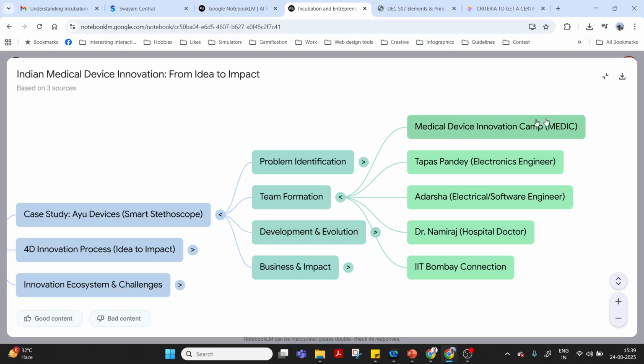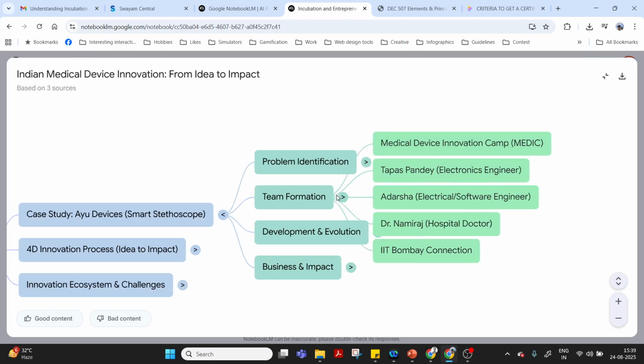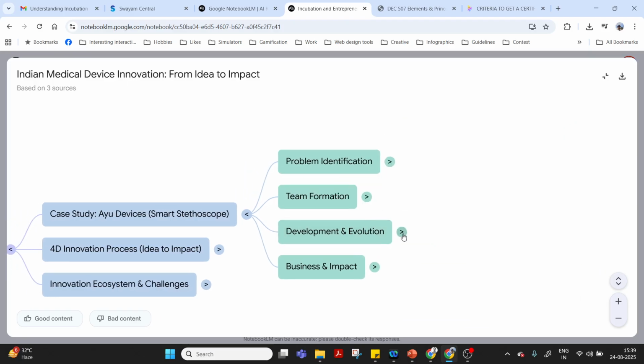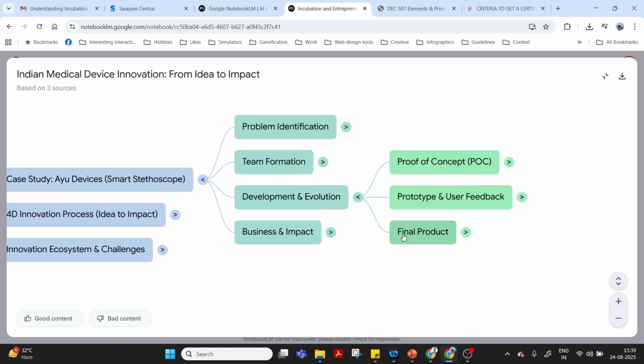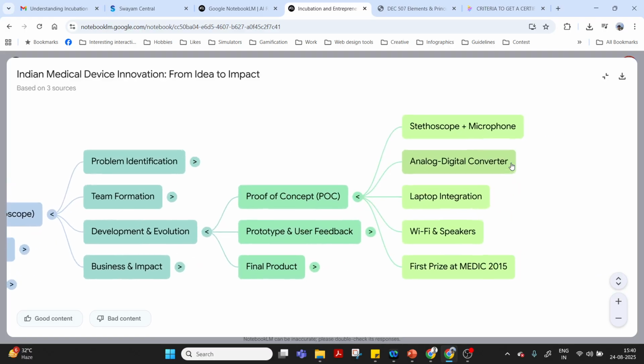So all three met at the Medic camp, where they came from different backgrounds. Tapas was an electronics engineer, Adarsha was a software engineer, and Dr. Nambiraj is a doctor. They all met there, and then they tried to proceed further in their investigation. For development and evolution, they first made a POC, then did user feedback, and then the final product.